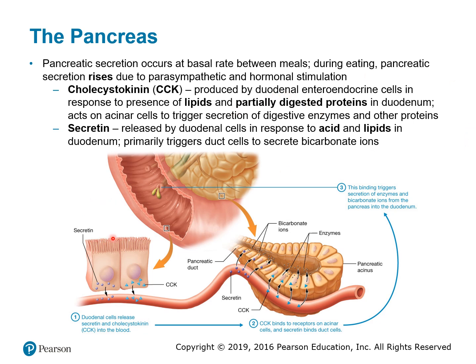So these duodenal cells release secretin and CCK. They go through the blood vessels and activate the acinar cells and the duct cells as well. And then they're going to either produce enzymes or release bicarbonate ions, which are going to then neutralize that acidity.